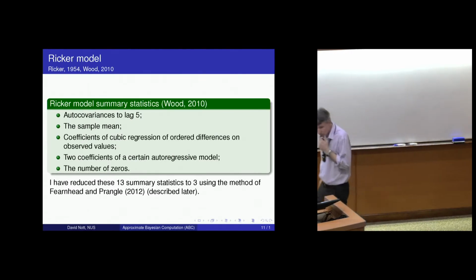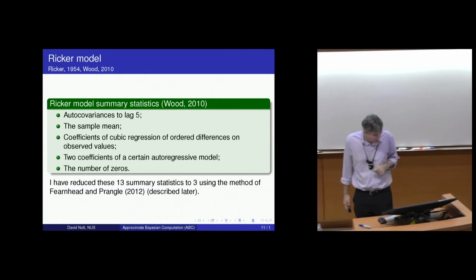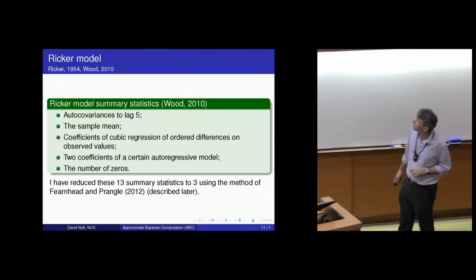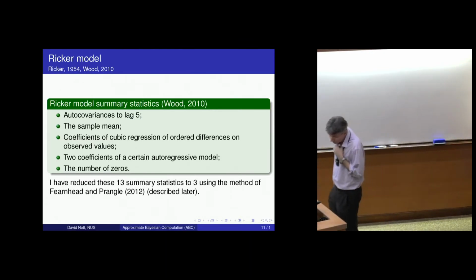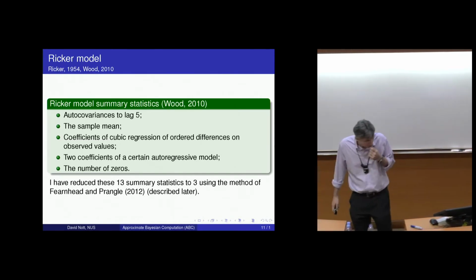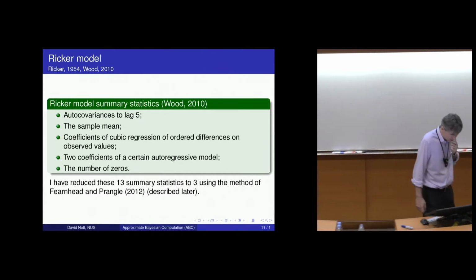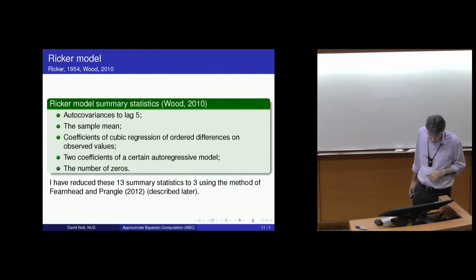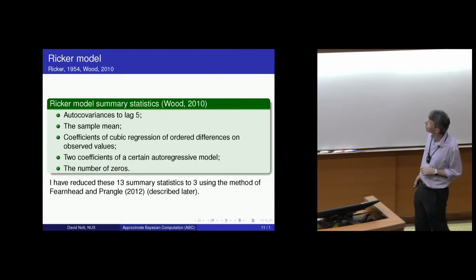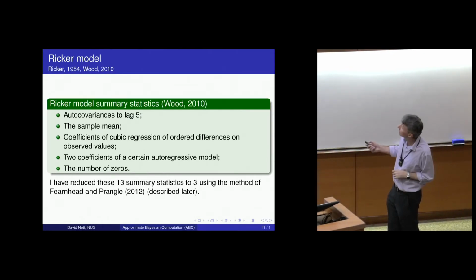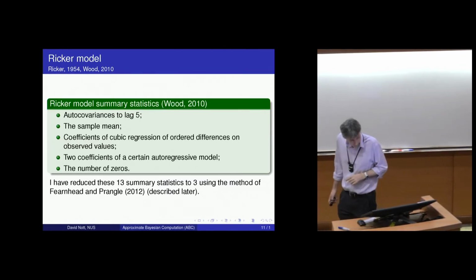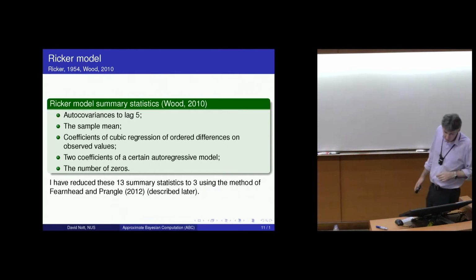So what sort of summary statistics did Wood use in his analysis of this model? He suggested a set of 13 summary statistics: autocovariances to lag 5, the sample mean, some coefficients of a cubic regression of ordered differences of simulated data on order statistics of observed data, some coefficients of an autoregressive surrogate model, and the number of zeros. So you have summaries here that capture aspects of the marginal distribution of the data, and also summary statistics that are somehow capturing the dependence structure.